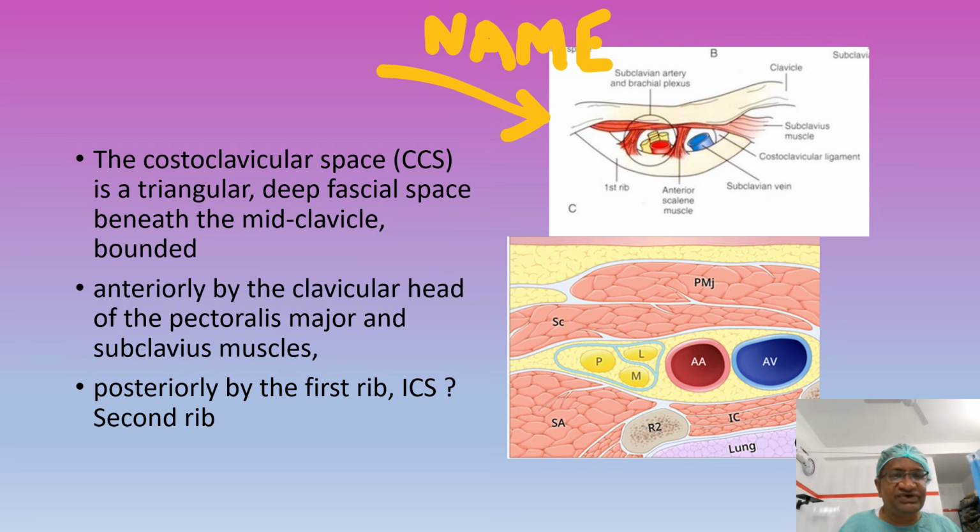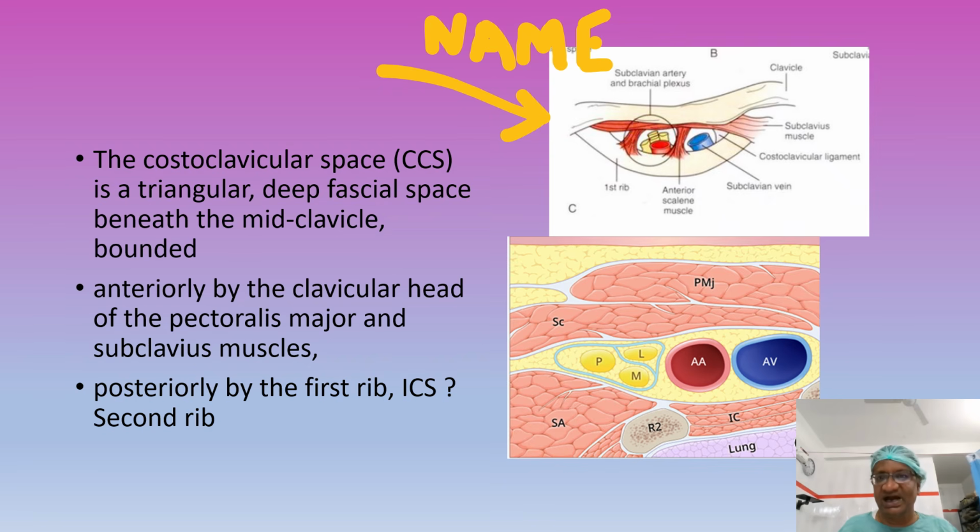So the name itself is costoclavicular. Costa means rib, and clavicle. This is a space in which the cords are there. It is anteriorly bound by the clavicular head of the pectoralis major, subclavius, and possibly by the intercostal space between 1 and 2 ribs, and serratus anterior by the side.